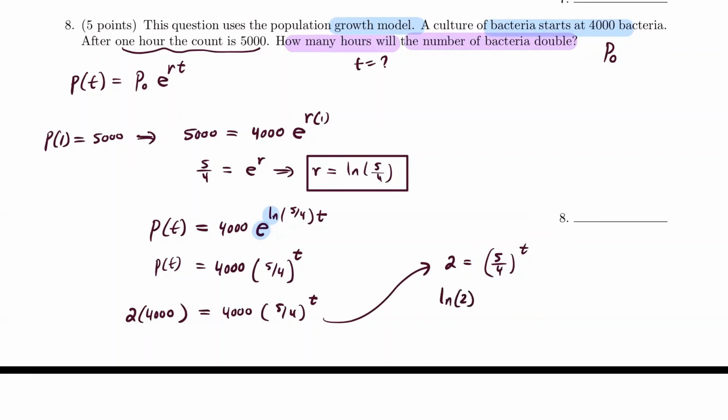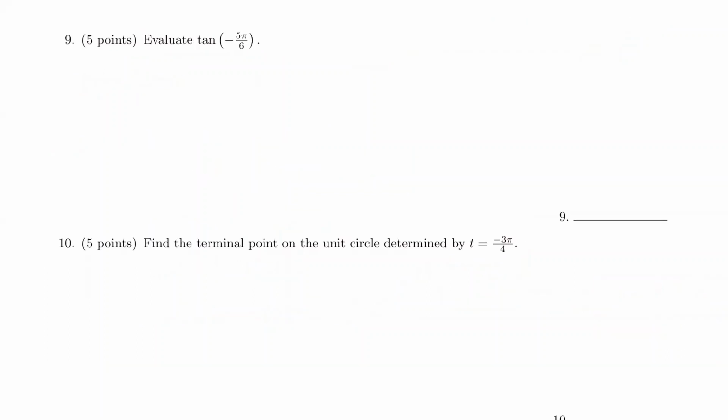On the left side, we have ln of 2. On the right side, we have ln of (5/4)^t. And now t can come forward by using the laws of logarithms. The t will be right here. And now we can simply divide both sides by ln of 5 over 4. You get the time it takes to double. So the time would be ln of 2 divided by ln of 5 over 4. So that will be the time.